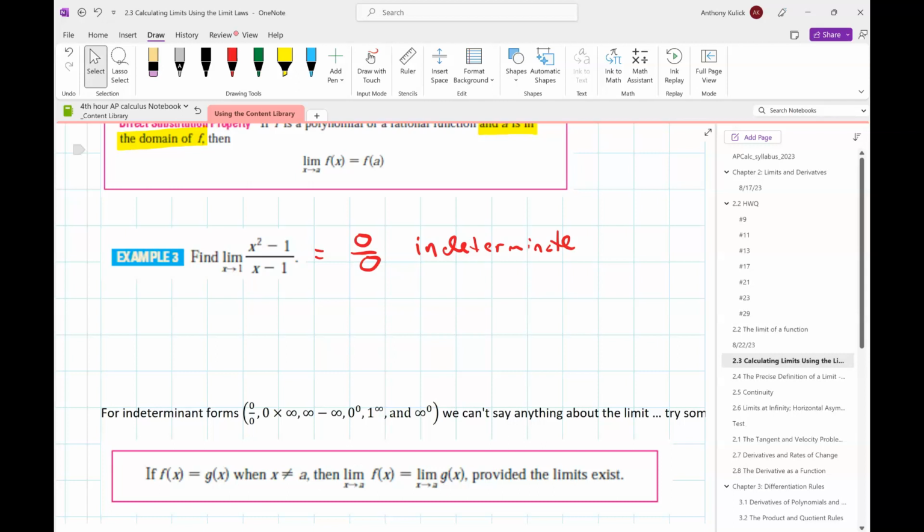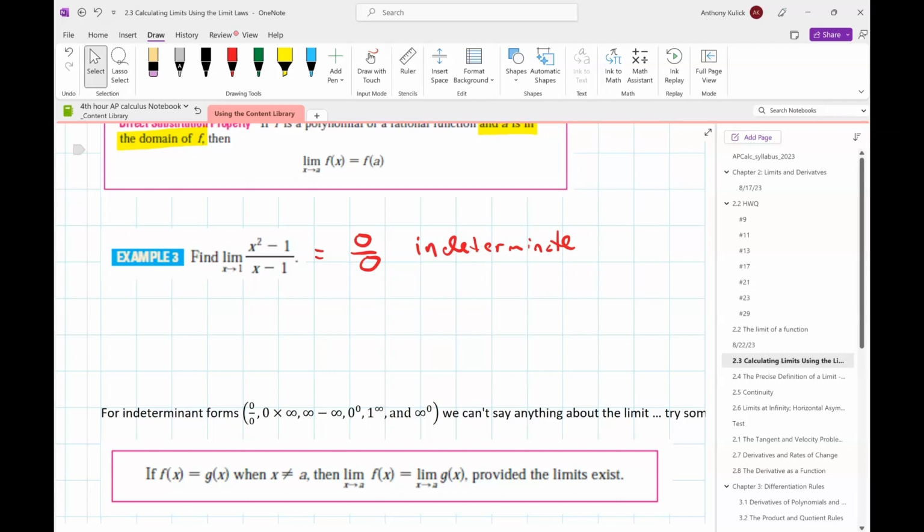In fact, it means you can't determine a value for this, because I can give you an example of a limit that goes to 0 over 0 that actually evaluates to 1 or 2 or 3 or 4 or 5. I can give you a different example that is also 0 over 0, but evaluates to different numbers. So we can't do direct substitution on this because we have a 0 over 0 situation.